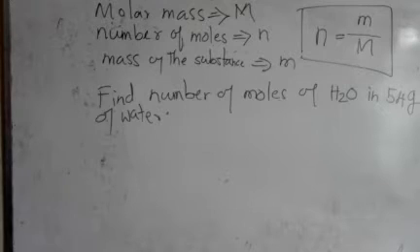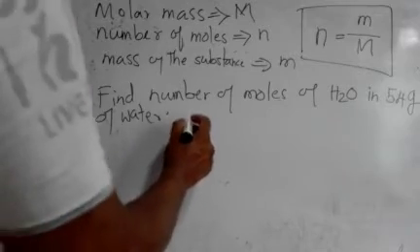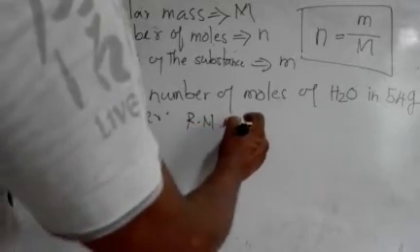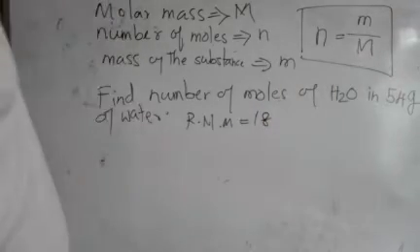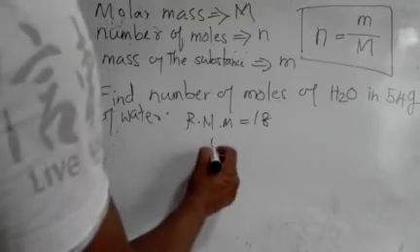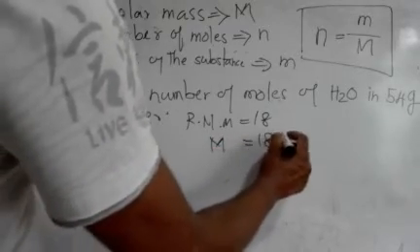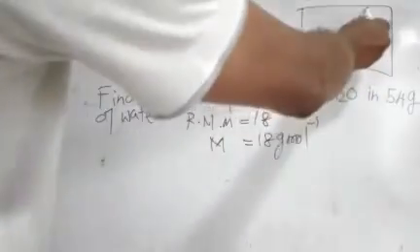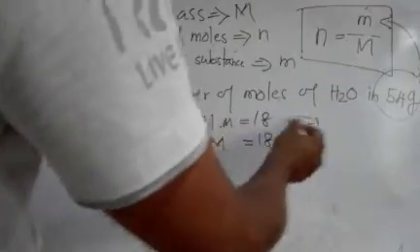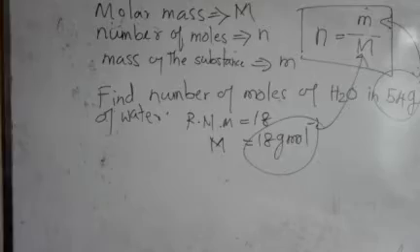Find the number of moles of water in 54 grams of water. We know that the relative molecular mass of water is 18. So the molar mass of water is 18 grams per mole. So we can use this. The mass is 54 grams. The molar mass is 18 grams per mole.